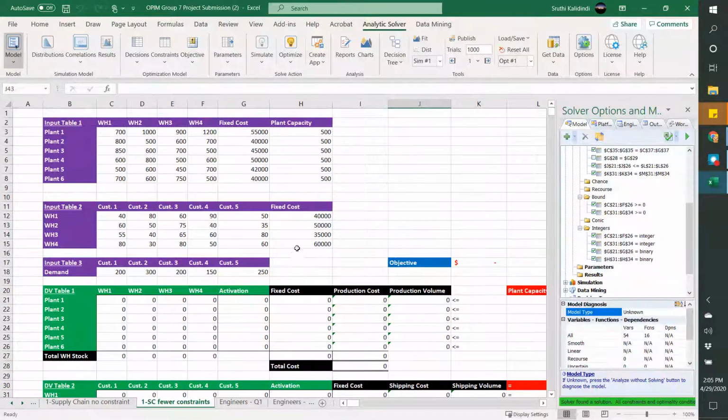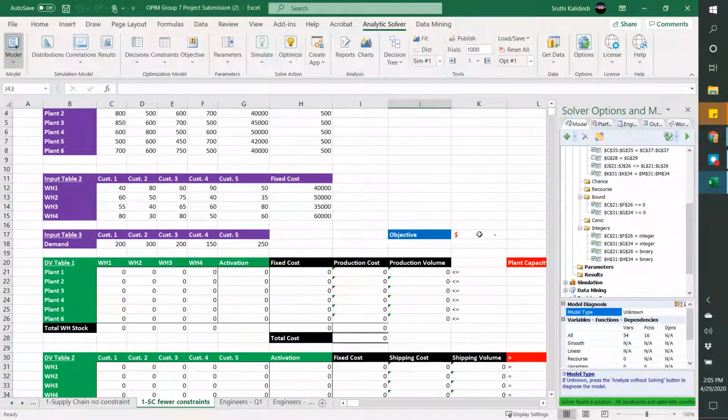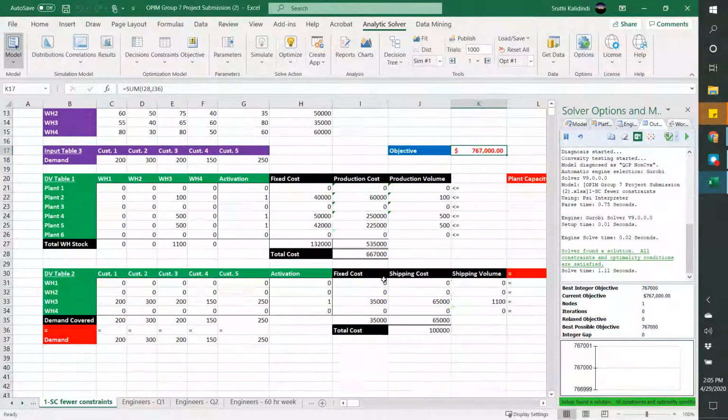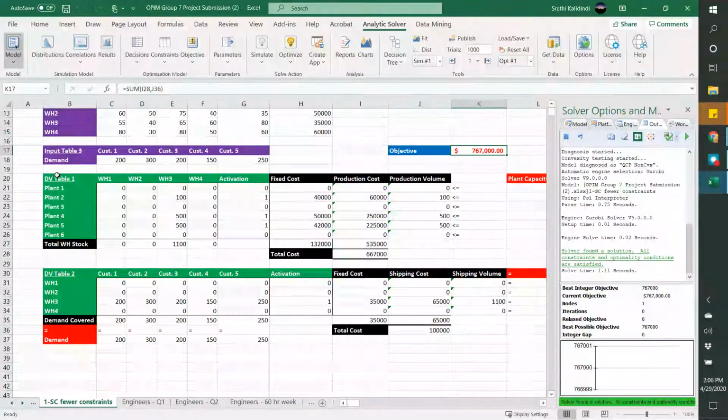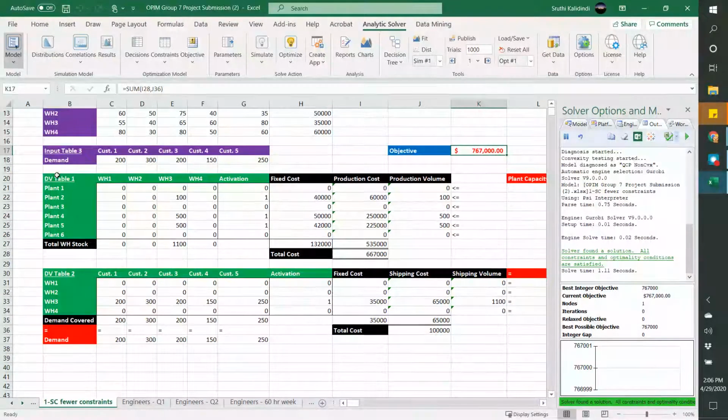And then let's look at the fewer constraints. Here we set the plant capacity all the way to 500. And right now we're not optimized. But when we optimize, we see that once again, the solver chooses as many units as possible from plant 5, then plant 4, then plant 2. Overall, this shows that the optimal solution involves activating as few plants as possible in order to reduce the fixed costs that we talked about before.